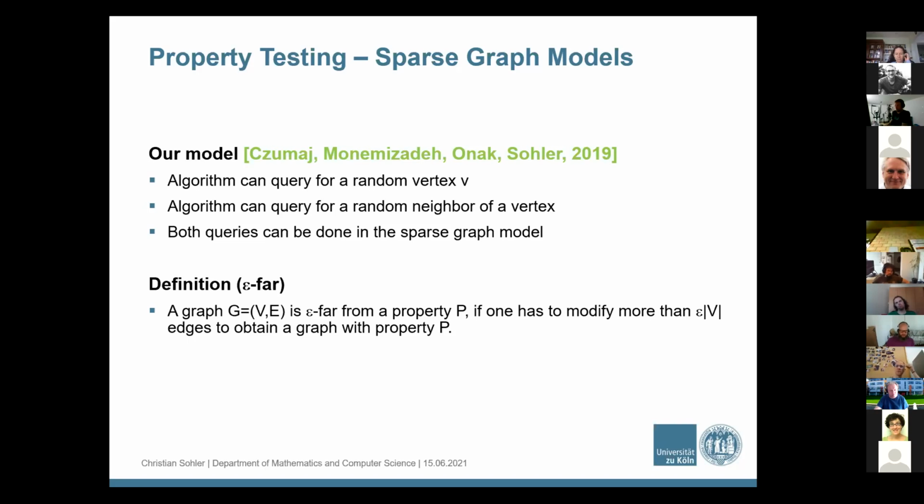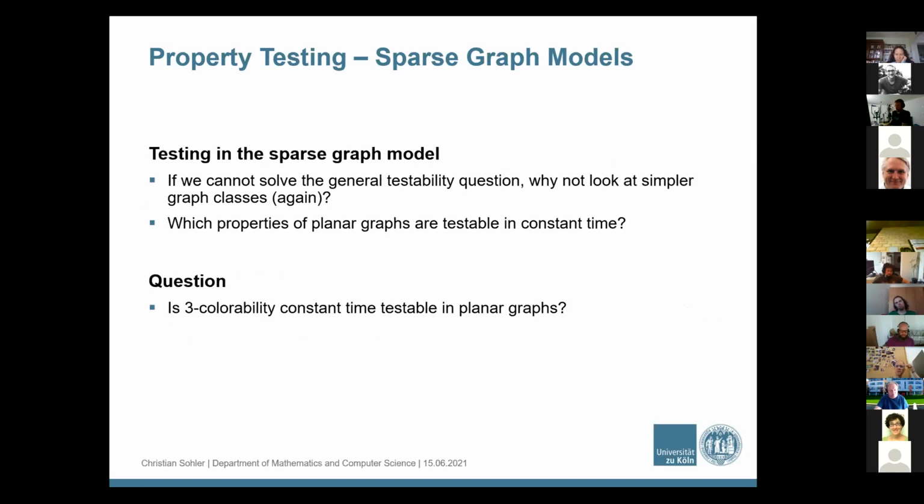Okay, so this is about the model we are looking at. And again, it would be nice to make some general statements about the sparse graph model. So can we say something about the classes of properties which are testable in sparse graphs? But that's something that at least for us was out of reach. And so we took the same route again as we did for bounded degree graphs. And we just thought again, why not look at simpler classes of graphs?